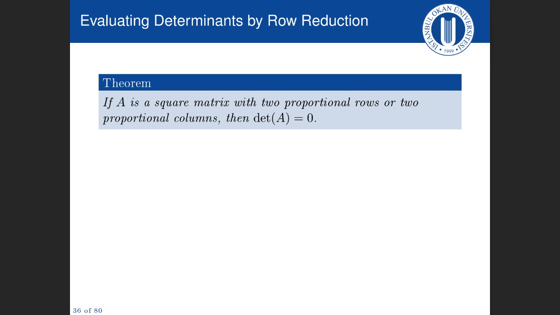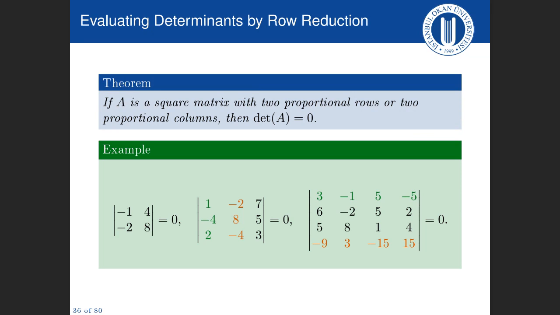Another theorem. If A is a square matrix with 2 proportional rows or 2 proportional columns, that means one row is equal to some number multiplied by another row, or the same idea for columns. If that's true, then the determinant of A is equal to 0.